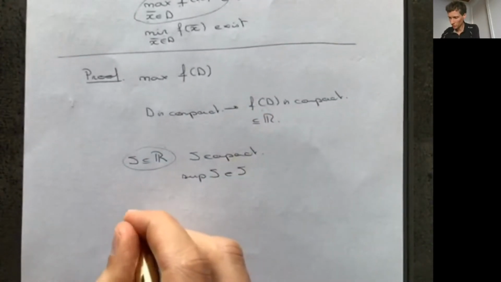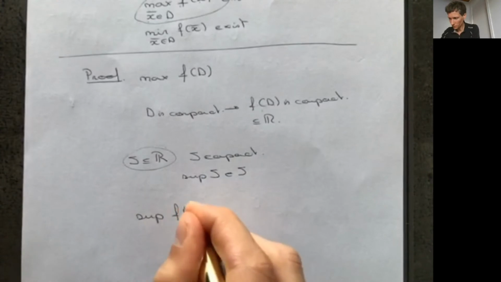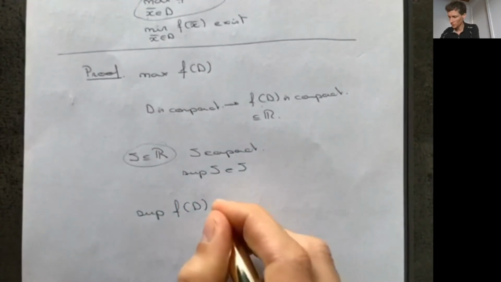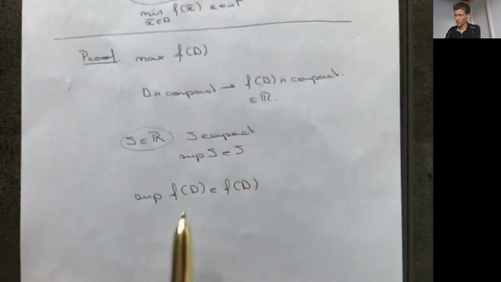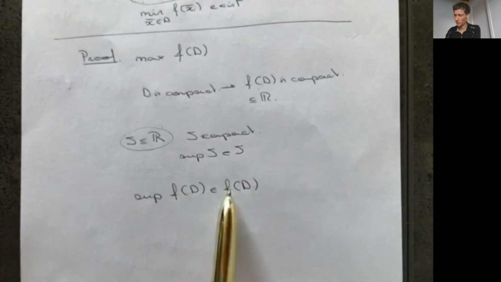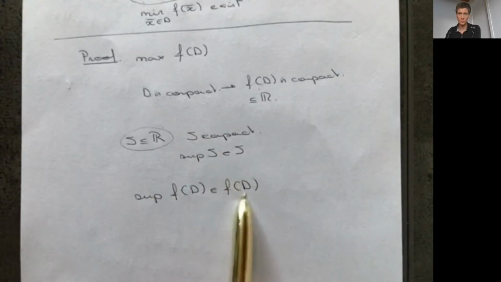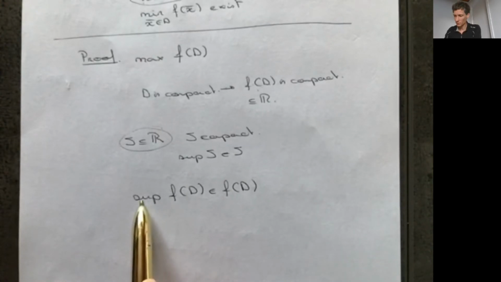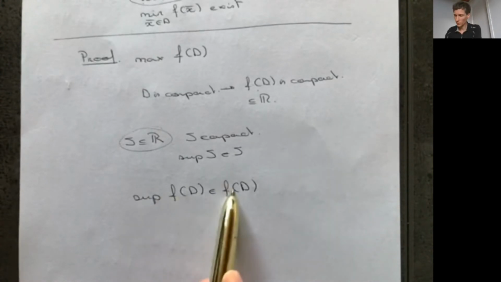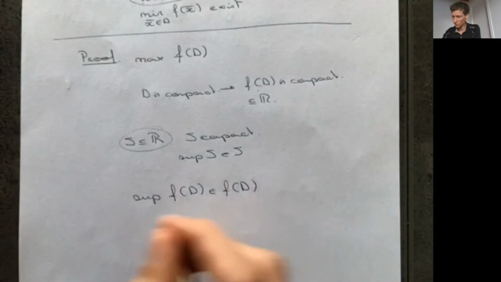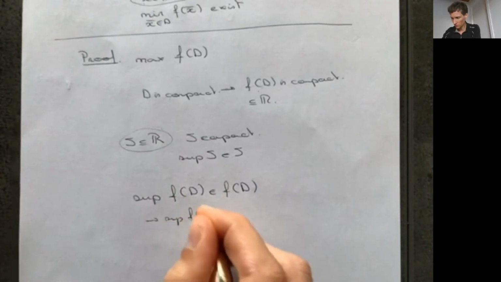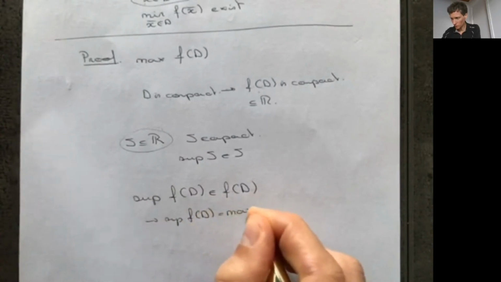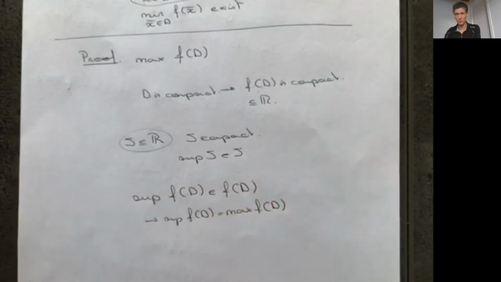So in particular, this shows that the supremum of the range is also in the range. The supremum of the range is greater or equal to anything in the range, because the supremum is an upper bound on the set. So if the supremum is an upper bound and it's in the set, then the supremum of f(D) is equal to the maximum of f(D).